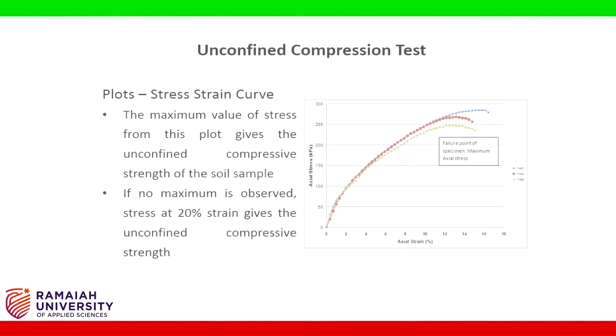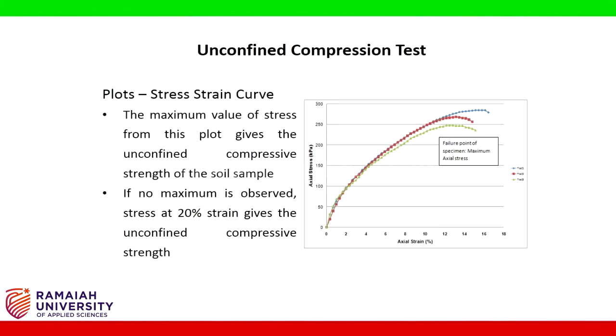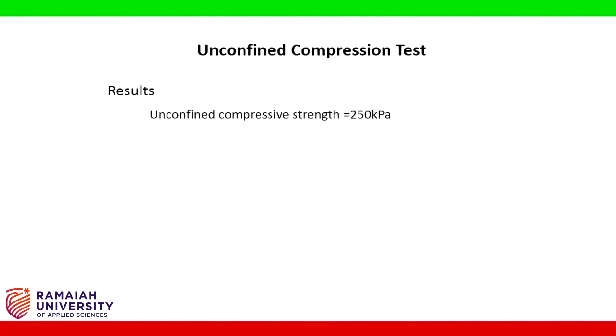The stress-strain curve obtained is as shown in the figure. The maximum value of stress from this plot gives the unconfined compressive strength of the soil sample. If no maximum is observed, stress at 20% strain gives the unconfined compressive strength. Results: unconfined compressive strength in terms of kilopascals is presented.